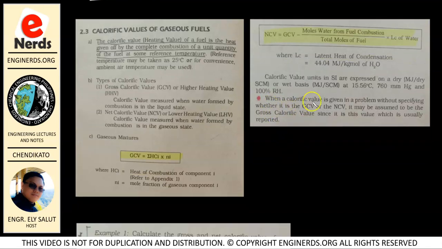So, when a calorific value is given in a problem without specifying whether it is a GCV or NCV, it may be assumed to be the gross calorific value since it is this value which is usually reported.